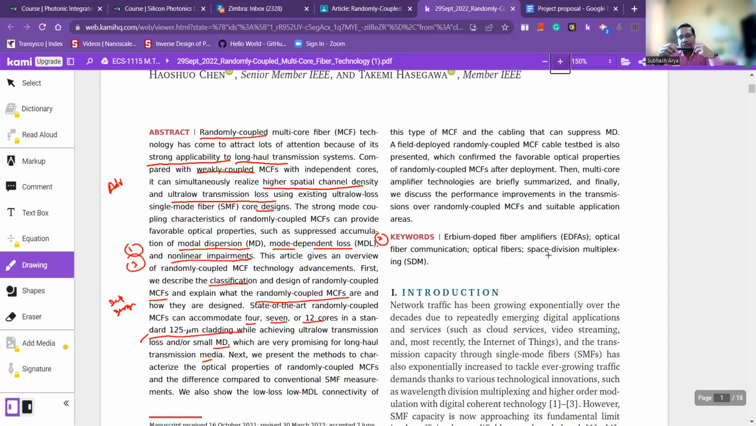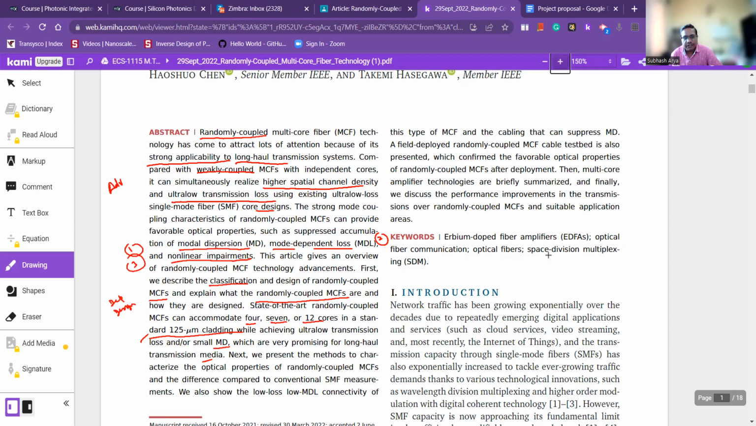So this outer region is fixed, the dimension of the outer region is fixed. Now within that outer region, how many cores you can accommodate. So state of art facilities provide 4 cores, 7 cores, or 12 cores in different topologies. So these are the things.